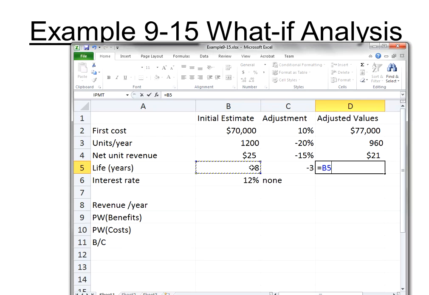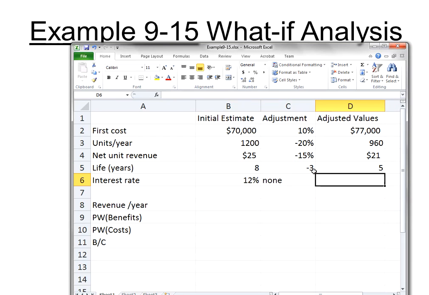So I'm going to select this and add this adjustment here, and that changes my life to 5 years. But the interest rate is going to remain the same, so I'm just going to leave the interest rate the same.